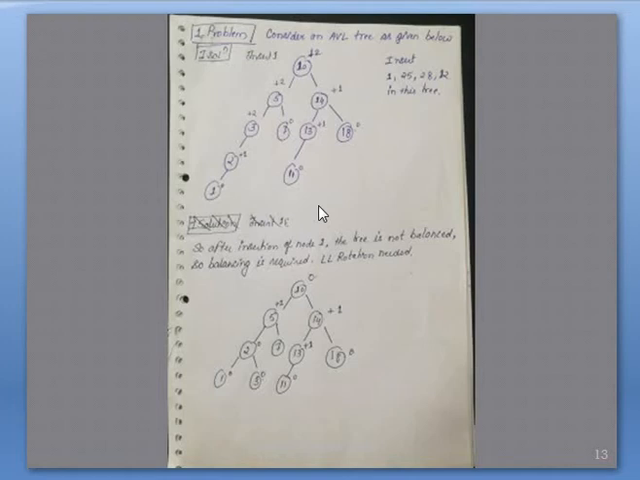Here I will explain what the balancing factor is. First we are inserting the element 1, so the element will come at this place. If we check the balancing factor, 1 is 0, 2 is +1, 3 is +2, and for the root node it is +2. So after inserting the node 1, the tree is not balanced, so balancing is required.